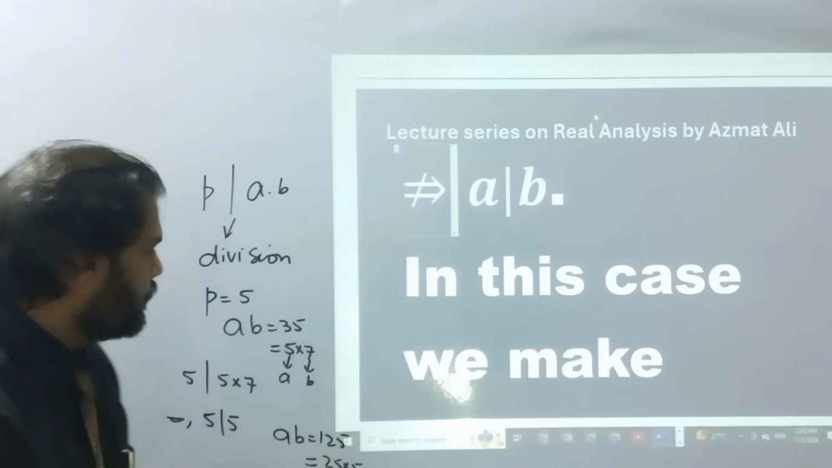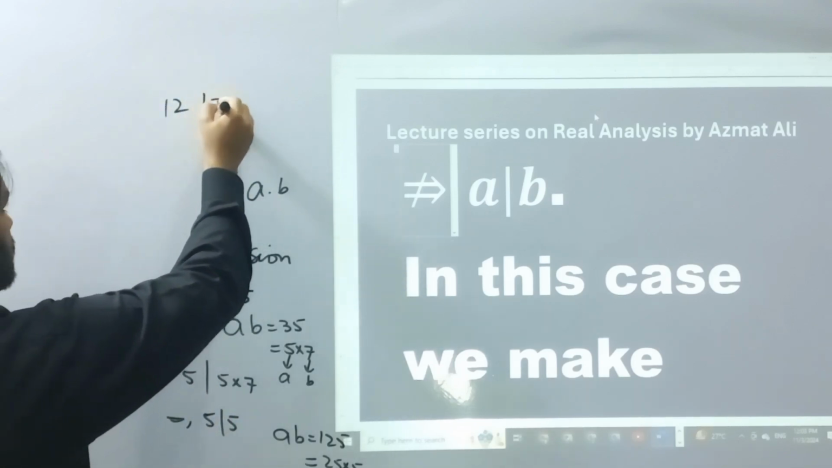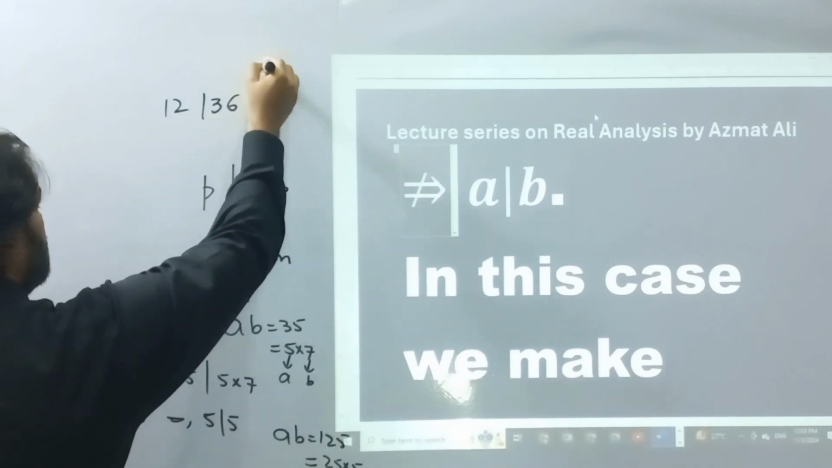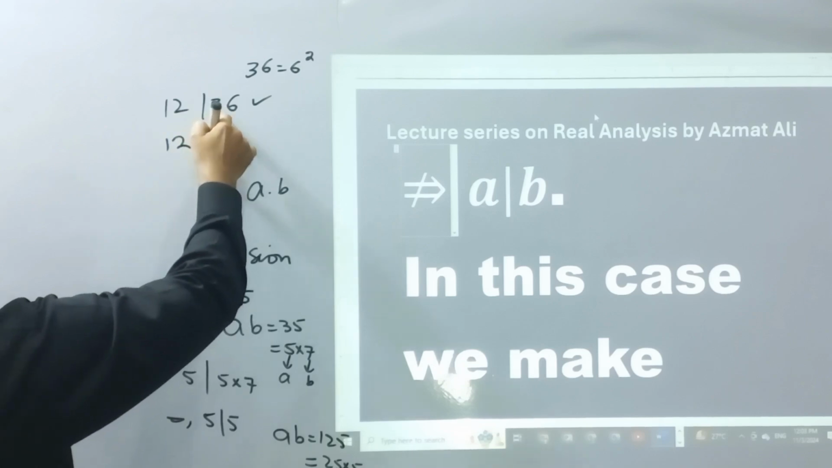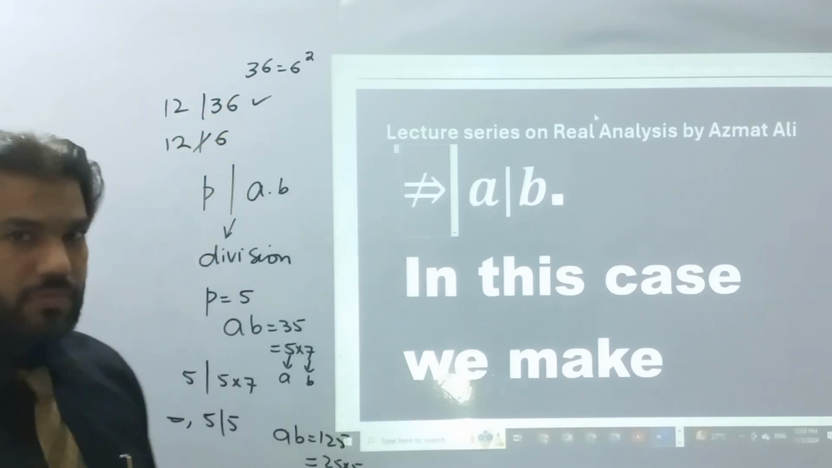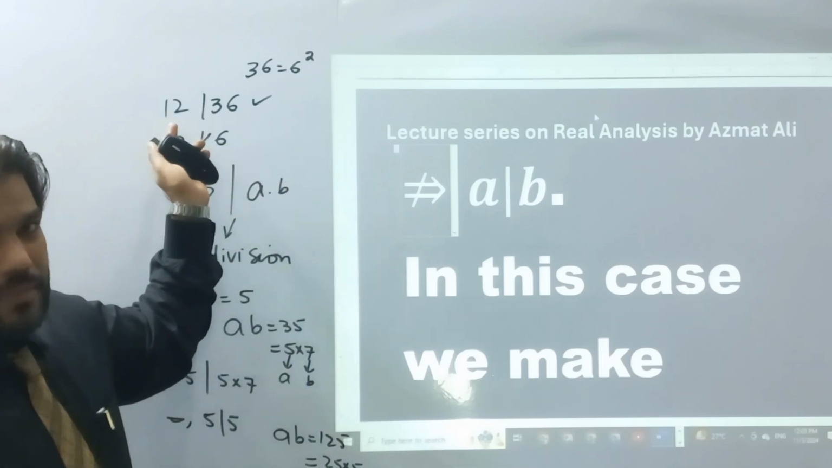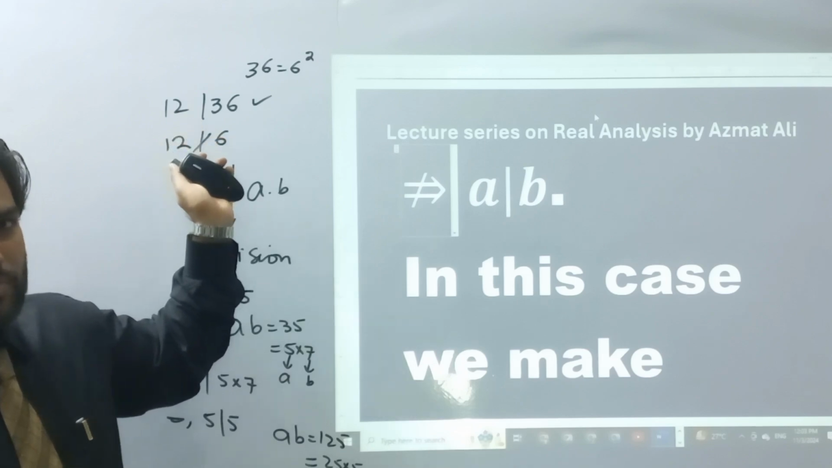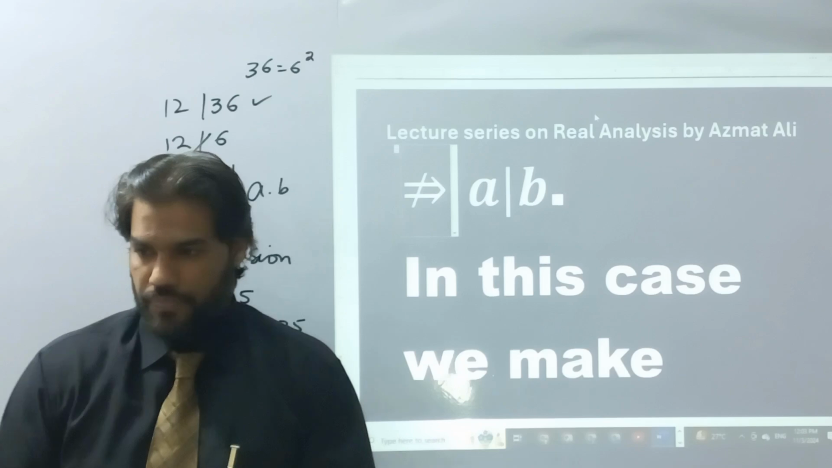For example, 12 divides 36, this is okay. But as 36 is the square of the number 6, so without square, 12 does not divide 6. 12 does not divide 6. So in case of a composite number, if it divides the square of a number, then you cannot say always that that composite number divides the number without the square.